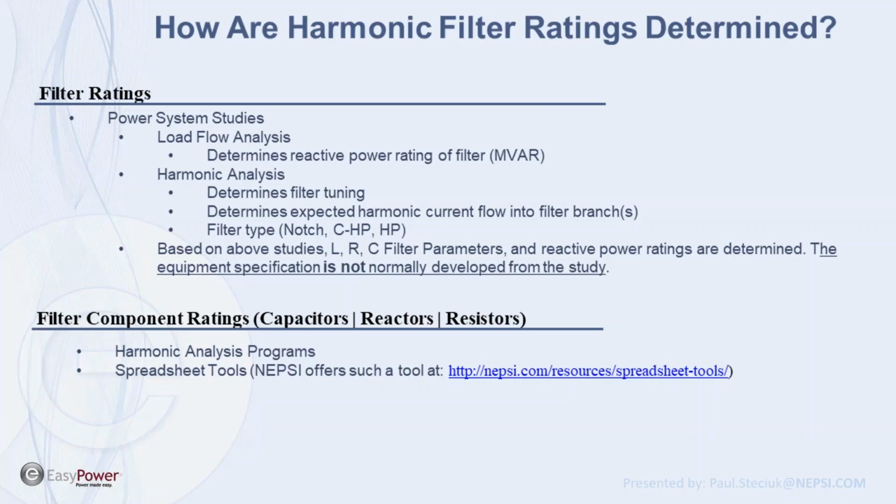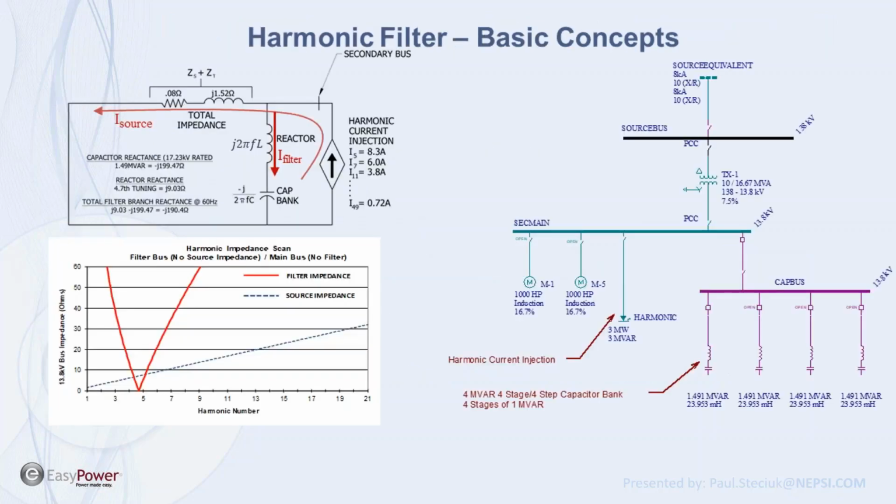I determine the performance of it, and then I determine the amount of harmonic current flow that flows into that filter. I take that harmonic current flow, I put it back into the spreadsheet, and I calculate the performance of the various components that I have chosen. And this is the process. It's an iterative process. It doesn't happen magically.